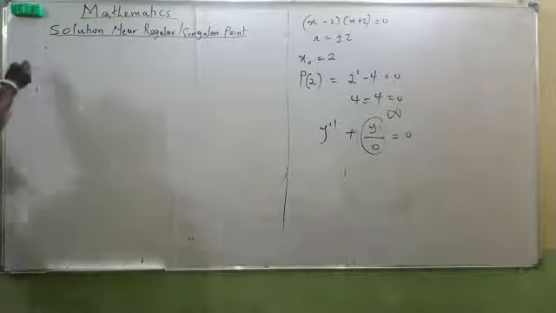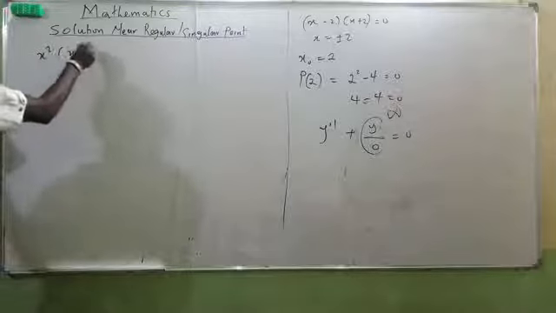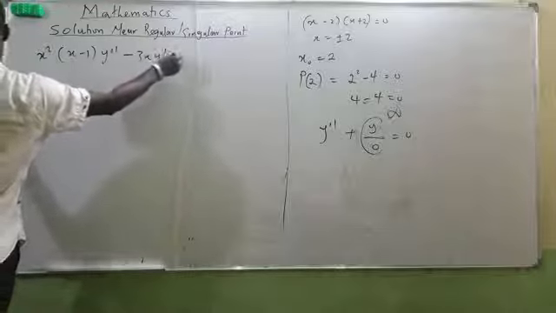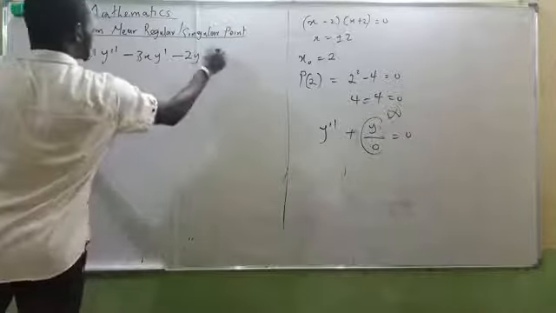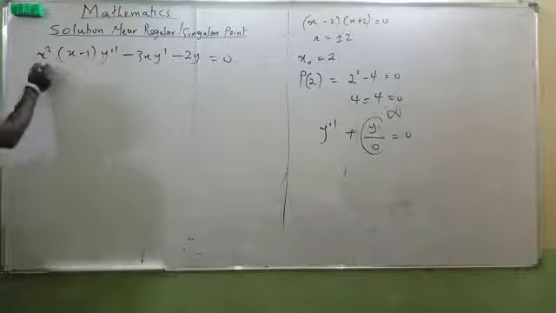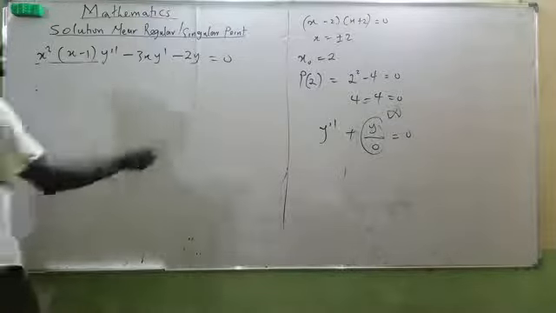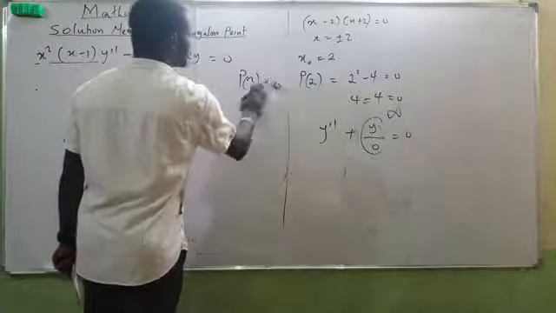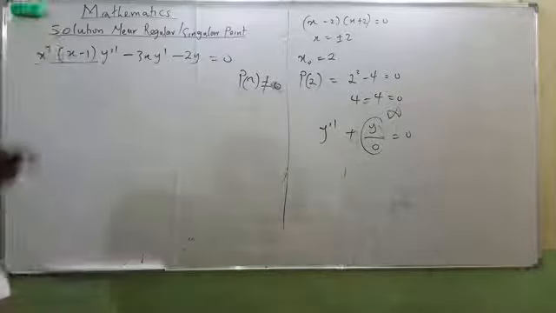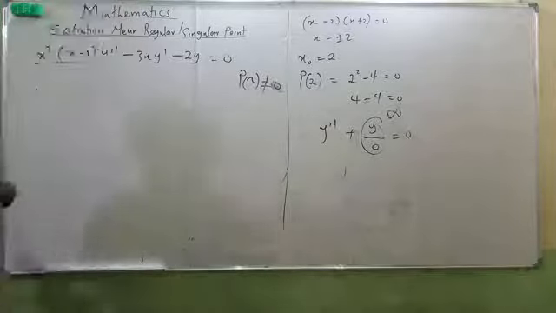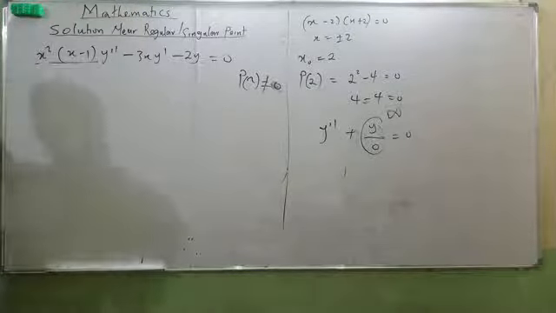I have x squared bracket of x minus 1 y prime prime minus 3xy prime minus 2y equals 0. It's a very nice problem that I want to know whether it is what. Now look at this. That is not equal to 0. It means my p of x is not equal to 0. Now, since it's not equal to 0, it means it has a singular point, not ordinary.